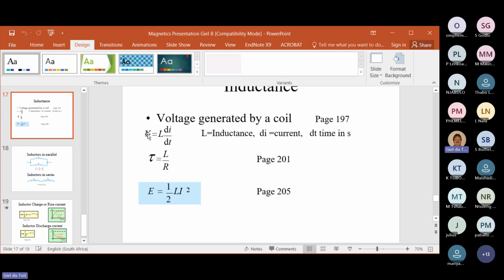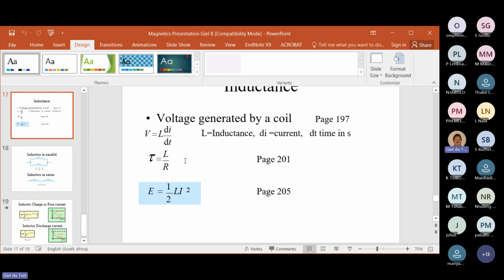And you can do it in the lab. You can see in front of your eyes what happens when you do that. Just take note, it can shock you if you touch that coil wire. So the time constant is L over R.